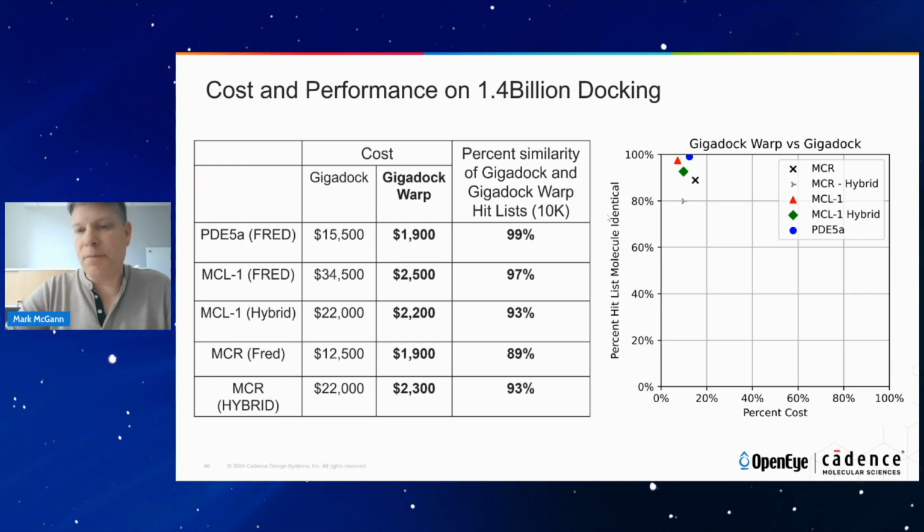I've also shown this on a graph on the right where we want to see things in the upper left corner, which means that they had a very low cost and a very high similarity between the two hit lists. And the bottom line here is we're getting about, on average, 90% of the molecules similar between the Gigadock and Gigadock Warp hit lists. Sometimes it's a little better, sometimes it's a little worse. And we're doing that at about 1/10 of the cost. So this is a huge win for Gigadock Warp. And given how good these results are with the current release, I think that people should always be using the Gigadock Warp flow in place of the Gigadock flow if they're going to be docking billions of molecules.